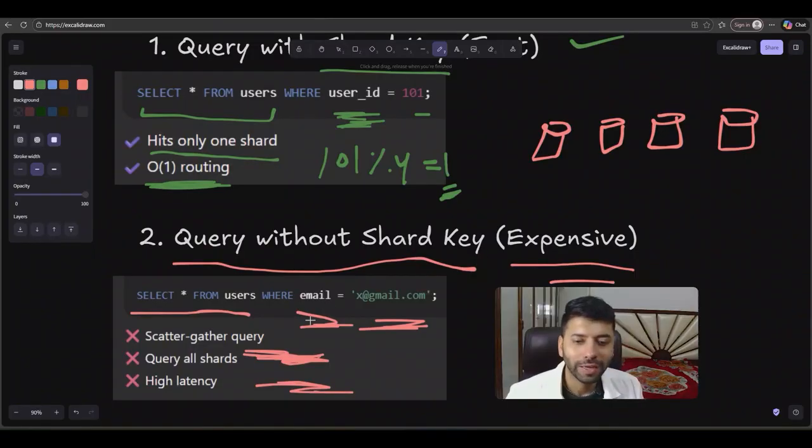Now a question may appear: how will we handle this kind of scenario where we have made a query without the shard key? I mean, it depends. The worst case is, of course, you can go to each of the shards and try to find out.